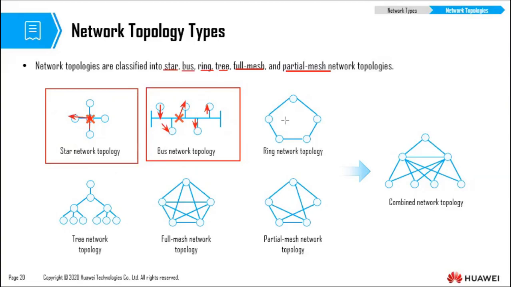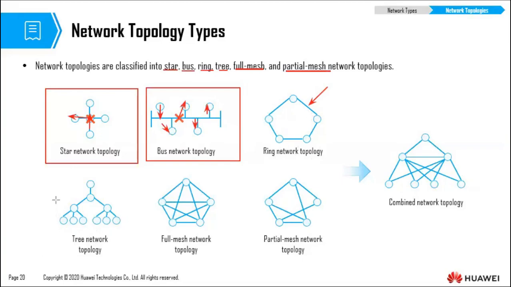With the ring topology, all devices are interconnected to form a closed ring. Again, the advantage of this is cable resources are saved. You don't have to use so long cables. The disadvantage of this is adding new nodes is a problem, because if you want to add a node here, it means you have to disconnect, then add. So you have to interrupt services. Are you getting the point? The services will have to go down for some time. So that's the problem with the ring topology.